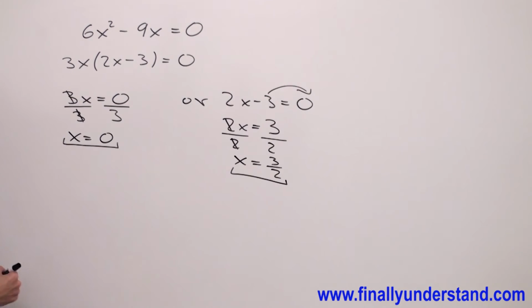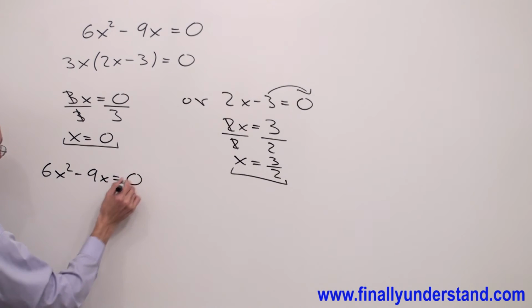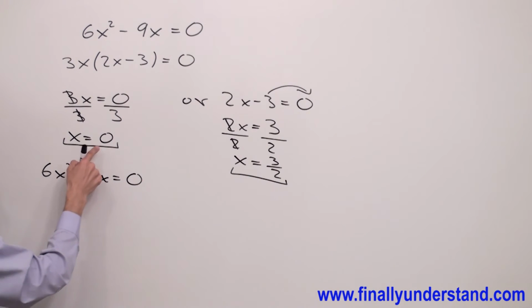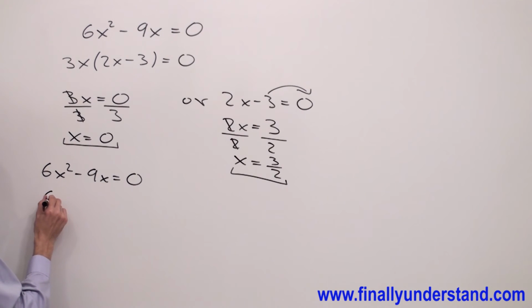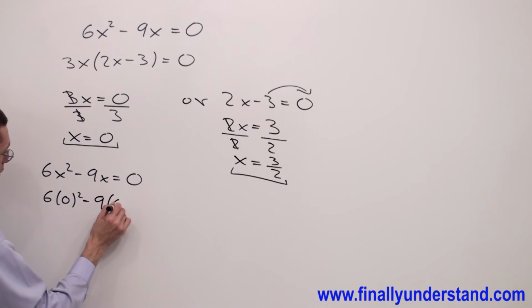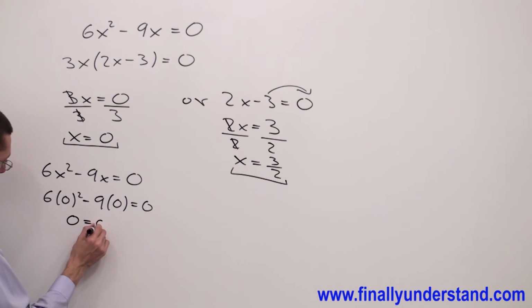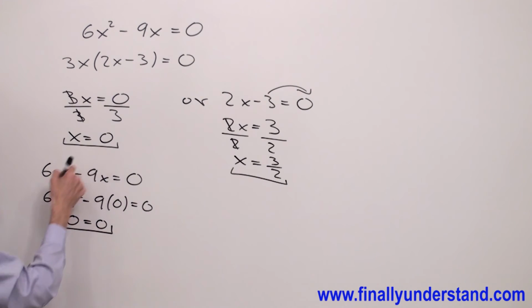Let's verify if these answers are correct. Copy down the original equation, and we have 6x squared minus 9x is equal 0. Instead of x, I'm supposed to write 0. So I have 6 times 0 to the second power minus 9 times 0 is equal 0. 0 to any power is equal 0. 0 times 6 is 0, minus 9 times 0 is 0. 0 minus 0 is 0. 0 is equal 0. So x equals 0 is one of the correct answers.